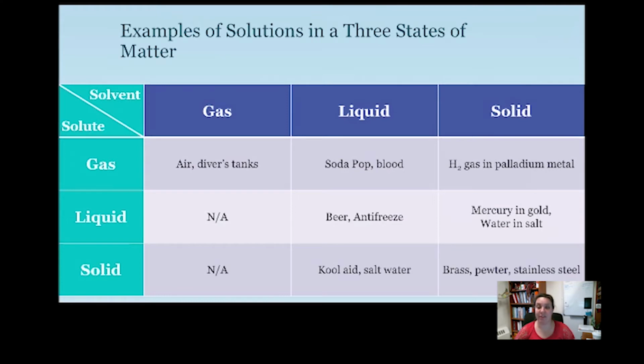And then last, solid. We call this a solid solution. We looked at this last time, and these are going to be our alloys. So from chapter 12, a little bit of review: stuff like brass, pewter, and stainless steel would be examples of solid solutions, or solid solute, solid solvent.